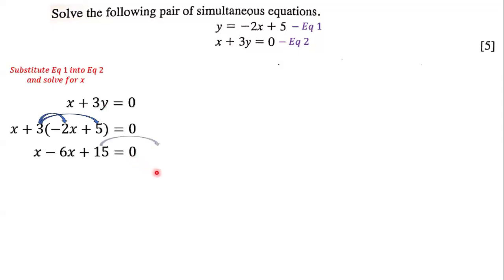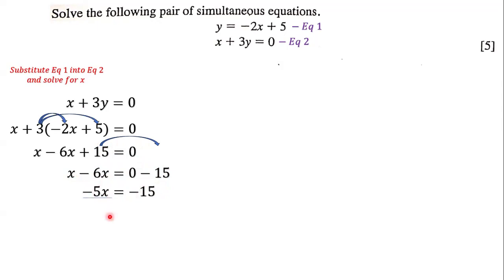The next thing we're going to do is send this 15 over the equal sign, and it was a positive 15, it becomes a negative 15. So we have 0 minus 15. So we have x minus 6x is equal to 0 minus 15. And 0 minus 15 is definitely minus 15. So we have x minus 6x, and that's definitely equal to negative 5x.